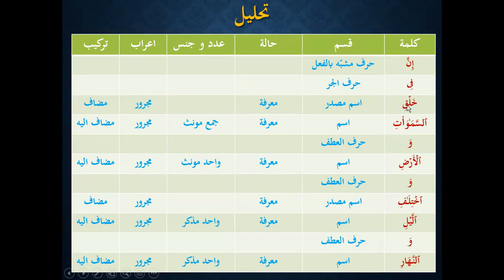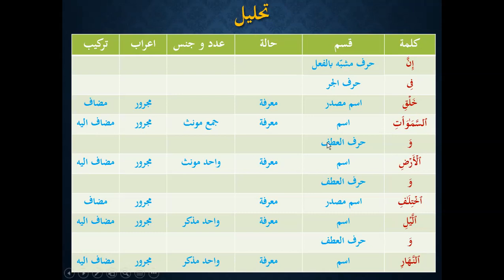And it's ma'rifa or nakira? It's actually ma'rifa. Why? Because it is mudaf to as-samawat. Khalq as-samawat. Creation of the heavens. Creation of the skies. So this is mudaf, mudaf ilay. When it is mudaf and mudaf ilay, the nakira becomes ma'rifa, mudaf ila ma'rifa. That's why it's masdar ma'rifa. And it's majroor because of fi. And it's mudaf. And as-samawat is ism, ma'rifa, jama mu'annas, obviously. And it is in majrur state. And it is mudaf. Okay.